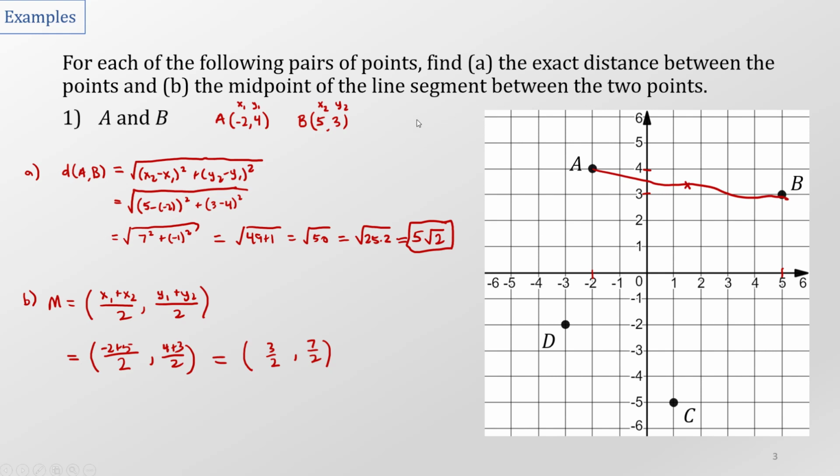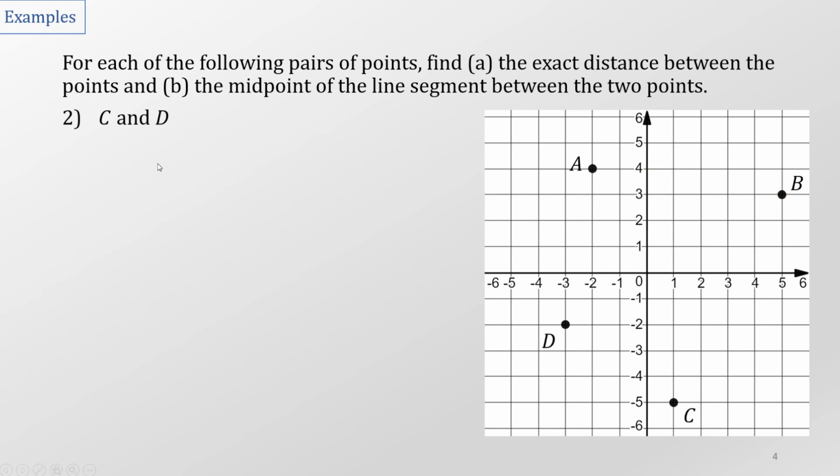All right, let's move on to the next problem. We want to find first off the distance between points C and D. First off, we need to identify some coordinates for points C and D. Point C has x coordinate 1 and y coordinate negative 5, and point D has x coordinate negative 3 and y coordinate negative 2.